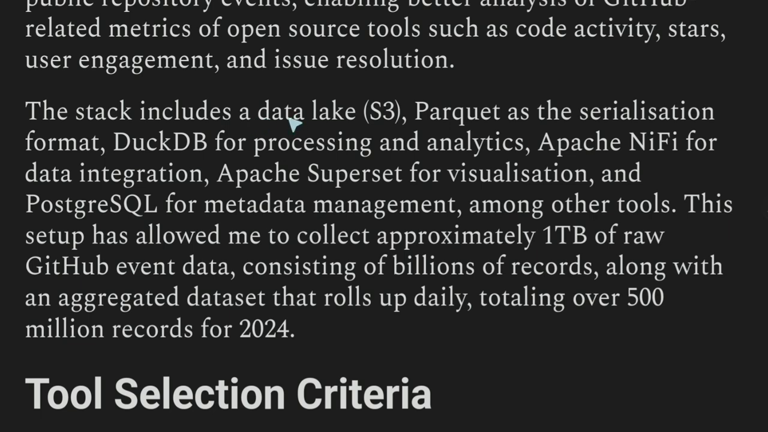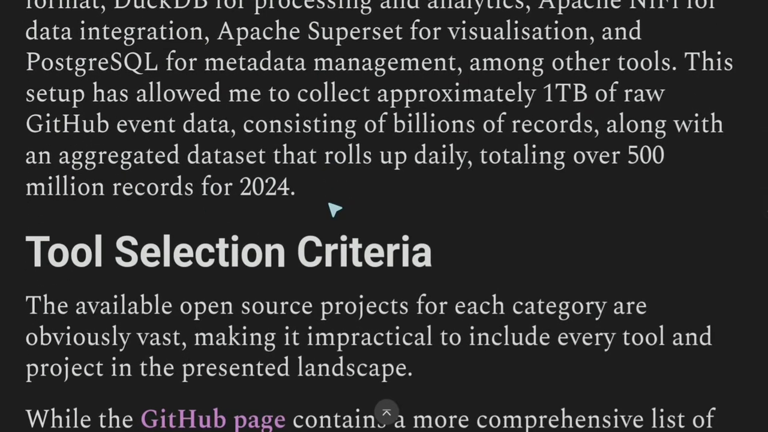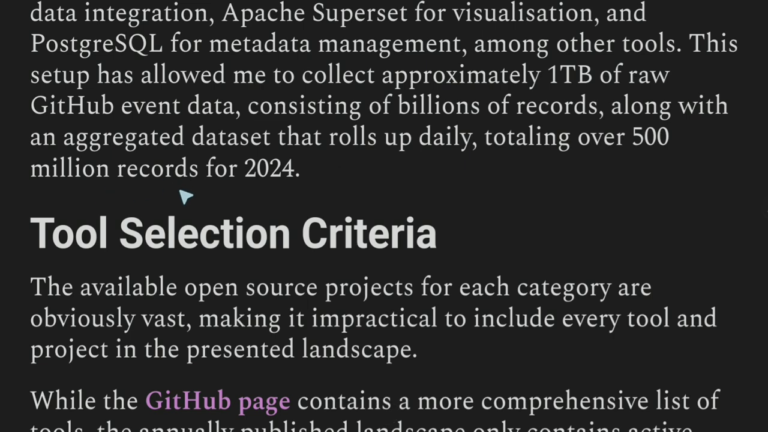The stack includes a data lake on S3, Parquet as the serialization format, a columnar format, DuckDB for processing and analytics, Apache NiFi for data integration, Apache Superset for visualization, and PostgreSQL for metadata management, among other tools. This setup allowed me to collect approximately 1 terabyte of raw GitHub event data consisting of billions of records, along with an aggregated dataset that rolls up daily, totaling over 500 million records.